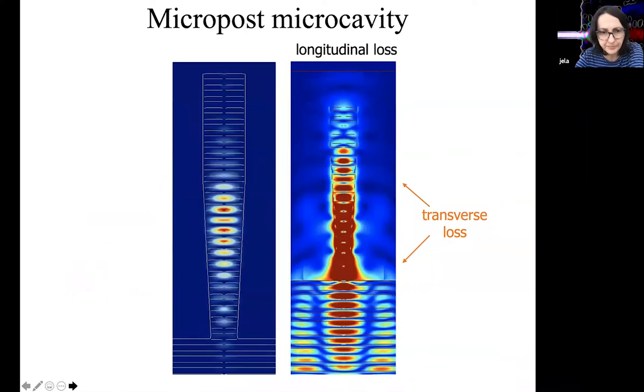So if you don't make your structure well, right? If you don't have a perfectly vertical wall profile, as you see here, or if you don't etch deep enough, you will have even more loss as shown in this particular picture. So you'll see that now you have more radiation both into the substrate and in the transverse direction. This is just highlighting that it's important.